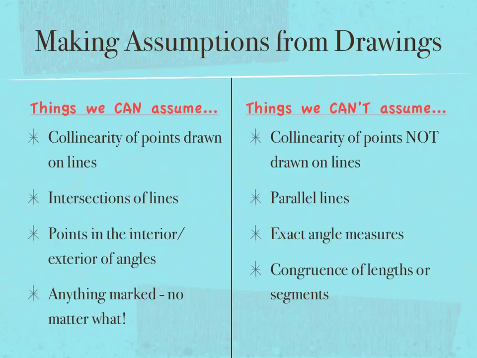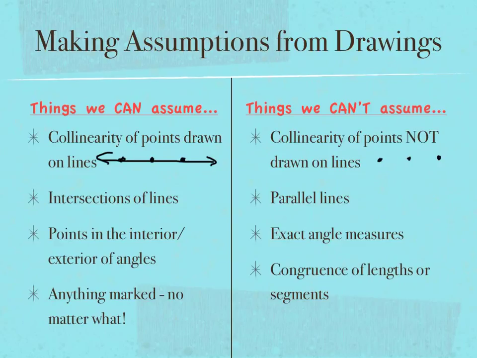Collinearity. Does anyone remember what that word means? Together on the same line. Yes. So what this is saying is I can assume points are collinear if they are all drawn on a line. So if I draw the line between them, it's okay for me to assume that all of those points are in a line. What is not okay for me to assume is if I have 3 points drawn and they are not connected with a line. If they are not connected with a line, I can't assume that they lie in a straight line, even if it looks awfully close.